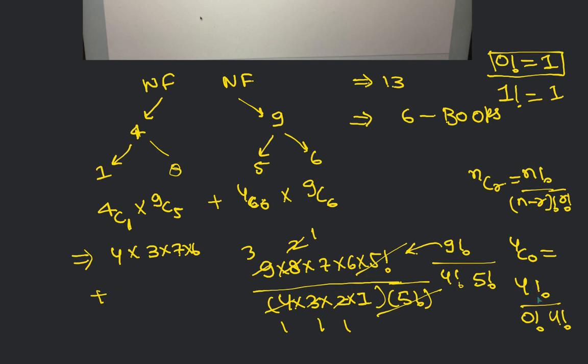Now we have this one. So 4C0, so 4 factorial and 4 factorial will cancel. We are getting 1 over 0 factorial, and that is equal to 1, because 0 factorial is 1. So 1 over 1 is equal to 1. So in that case, we are getting 1 for this.